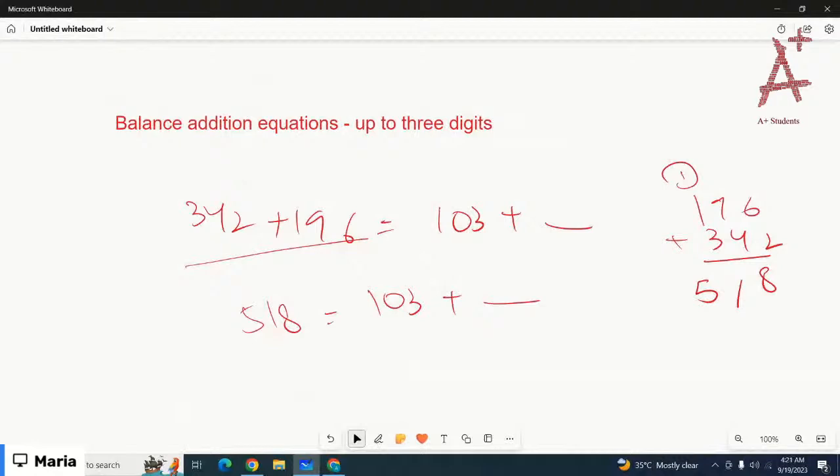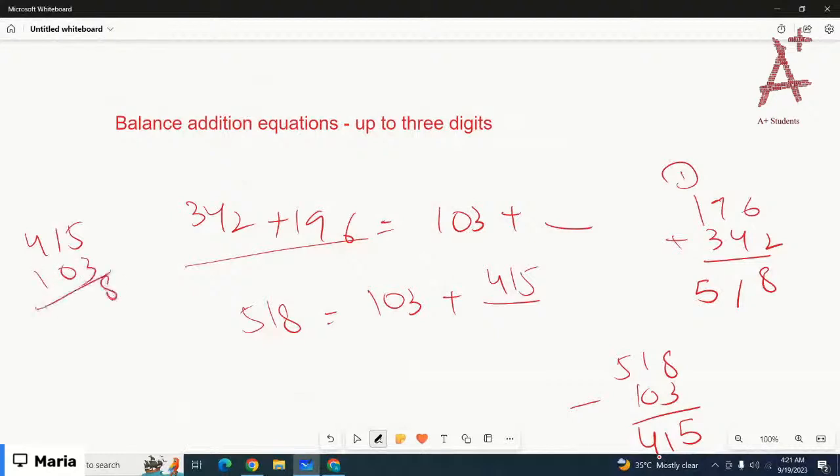So how do you find the missing number? You can subtract the given number from the sum. 8 minus 3 is 5, 1 minus 0 is 1, 5 minus 1 is 4. So if you add 415 to 103, both sides have the sum 518. You can check by adding. Just add 415 and 103. 5 and 3 is 8. 1 plus 0 is 1, and 4 and 1 is 5. You can see that if you add 103 and 415, both sides are exactly equal.